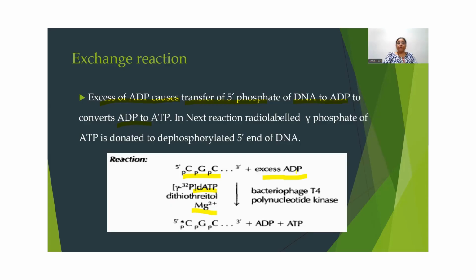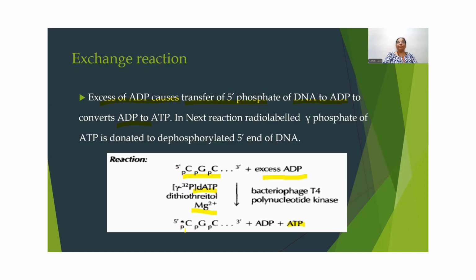As there is an excess of ADP, the phosphate is donated to whom? It is going to be donated to the ADP. ADP is going to be converted into ATP. Now here in the reaction you have added what? You have added the dATP. So this ATP is going to donate its gamma position phosphate. It is going to donate the gamma position phosphate to whom? To the 5' end. So now you can see that the 5' phosphate is going to be present.